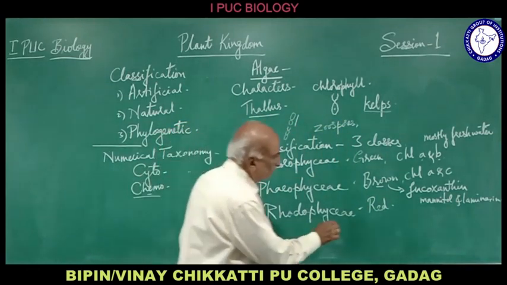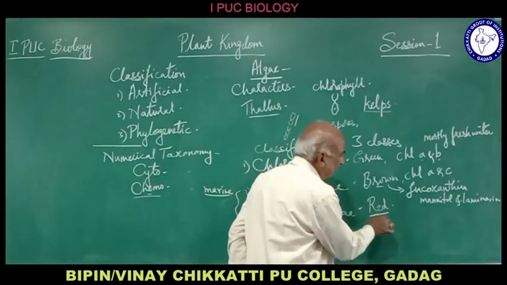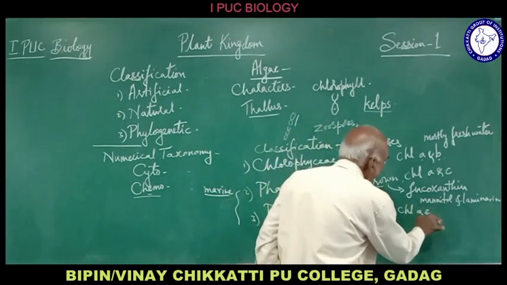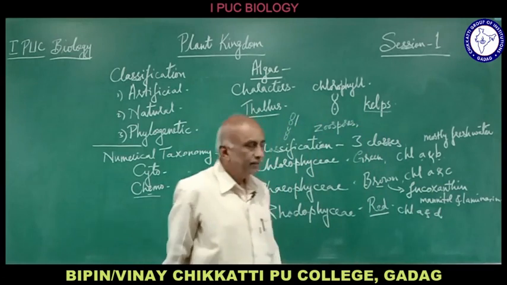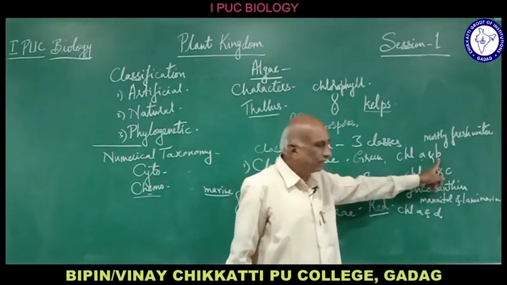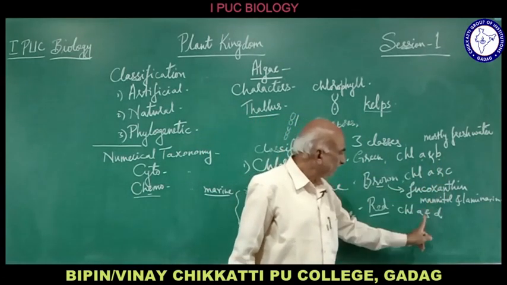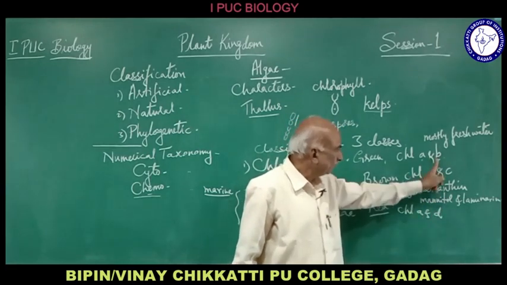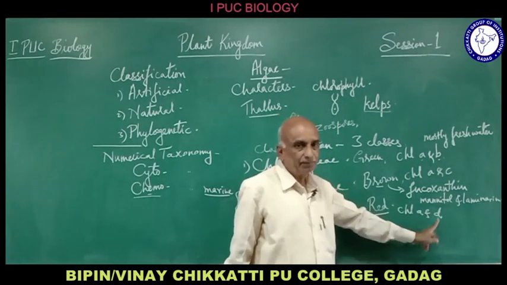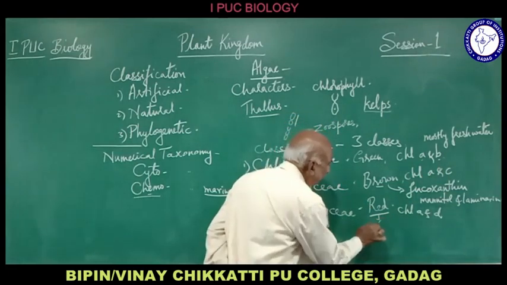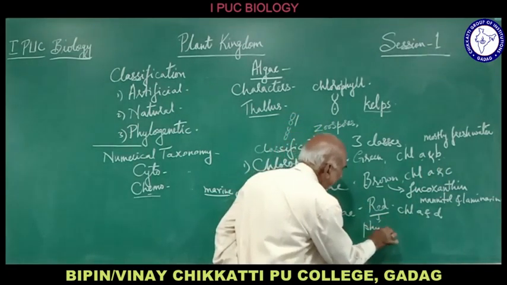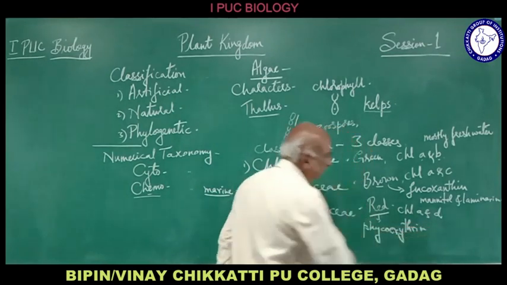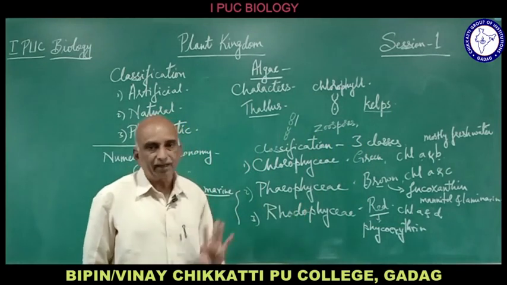Then if you come to the red algae, definitely here there is a red pigment, and in addition to this there is chlorophyll A and chlorophyll D. See, chlorophyll A and B in green algae, A and C in brown algae, A and D in red algae. So A is common in all this, then B, C, D. So that is the difference in this. The red pigment which is found in this is phycoerythrin. So phycoerythrin is the red pigment. That is why they appear red in color.